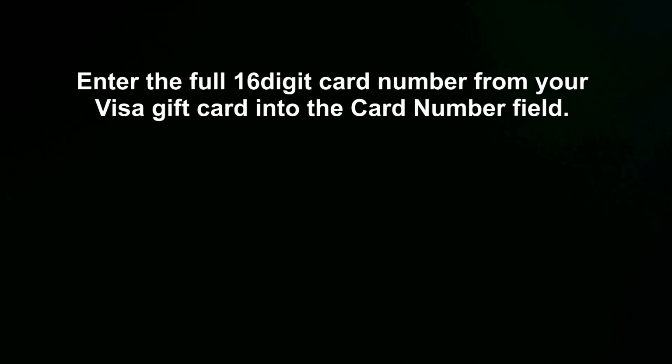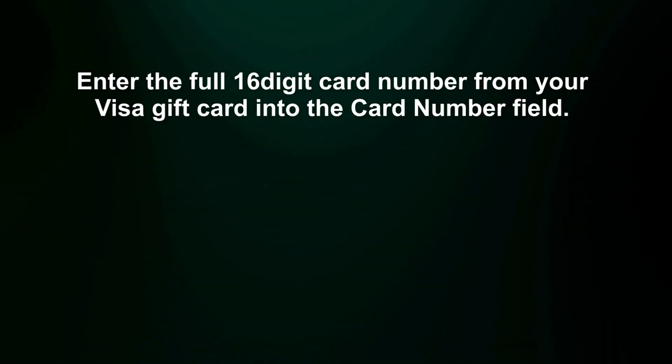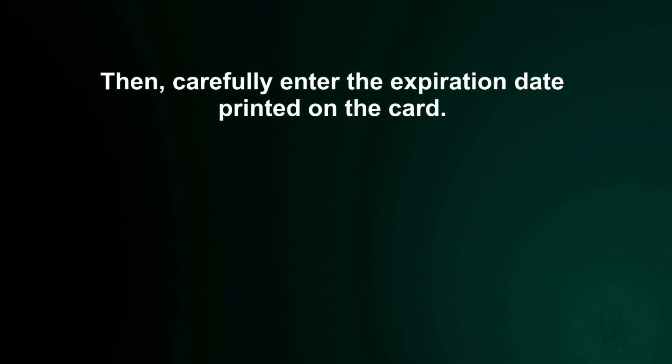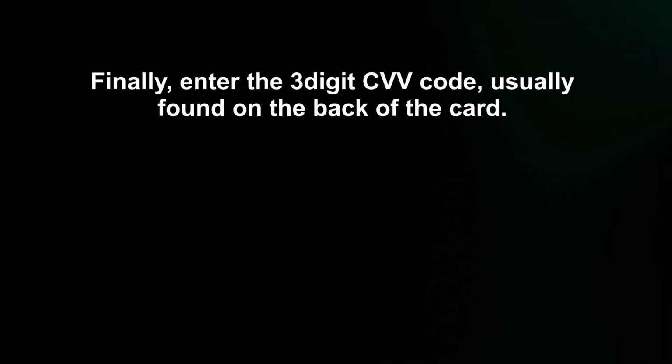Choose Credit, Debit Card. This is where you'll enter your Visa gift card information. Enter the full 16-digit card number from your Visa gift card into the card number field. Then, carefully enter the expiration date printed on the card. Finally, enter the 3-digit CVV code, usually found on the back of the card.